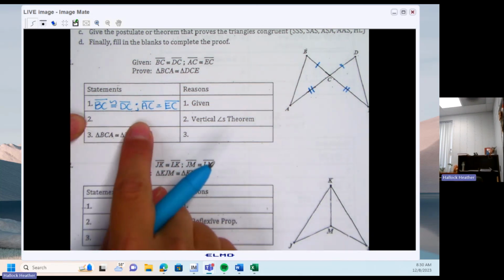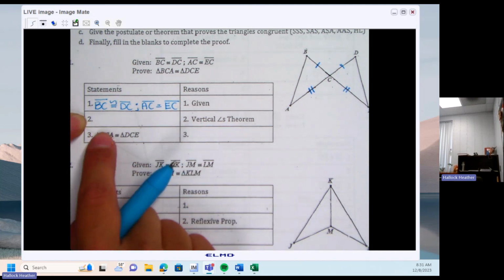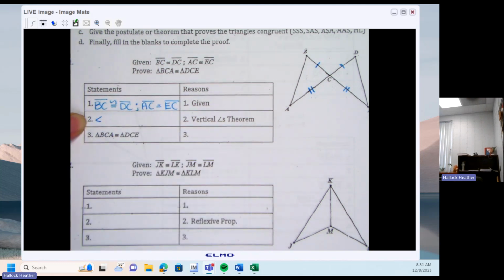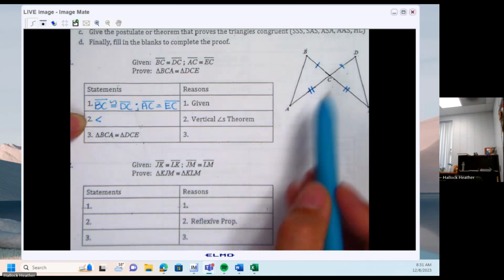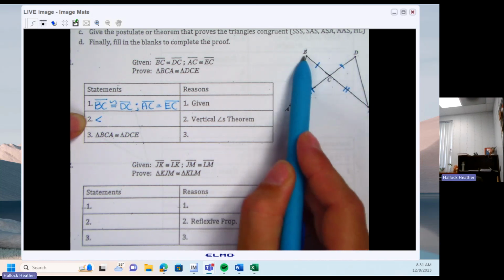Number 2 is blank, but I do have the reason, which is nice. The reason is vertical angles theorem. So which 2 angles are congruent because of vertical angles? What could I say? Angle something is congruent to angle something. Does anybody know? Did you say D or B? B. Okay, B.